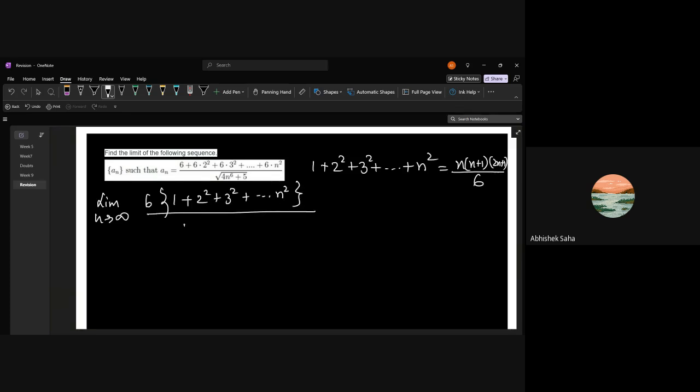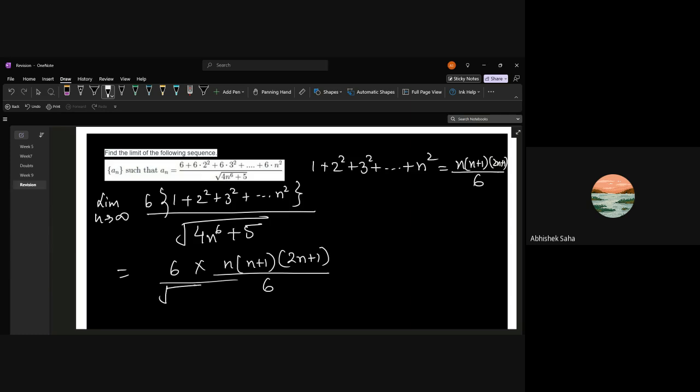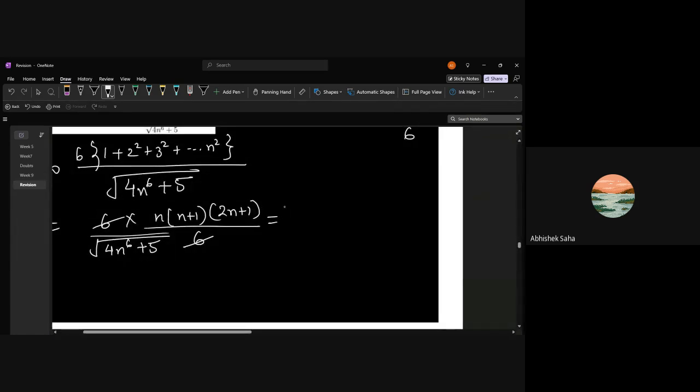We have root under 4 n to the power 6 plus 5. Now, 6 into n into n plus 1 into 2n plus 1 by 6, upon root under 4 n to the power 6 plus 5. This 6 will cancel out. Now write a little bit. Okay, let's solve it. n square plus n, 2n plus 1, root under 4 n to the power 6 plus 5.